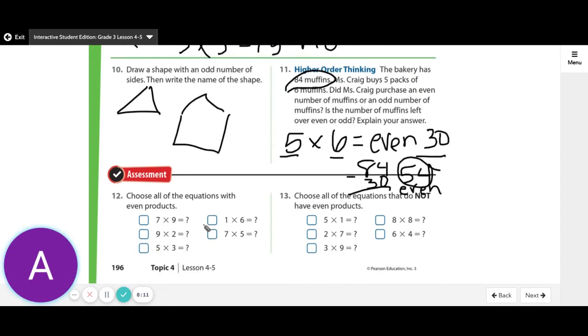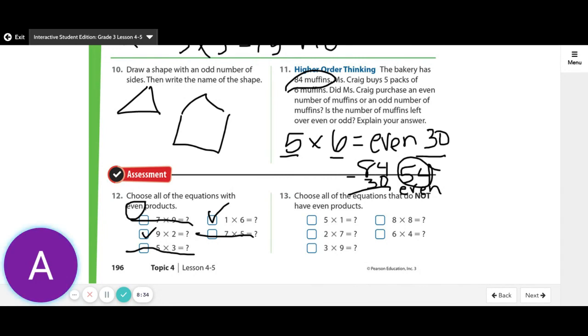Look at the bottom. Number 12, we want to choose all the equations with even products. 7 times 9 is odd times odd, so that would not give us an even product. 9 times 2 is odd times even. It would be even. The next one, 5 times 3 is odd times odd, so that would not work. 1 times 6 is odd times even, so it would give us even. 7 times 5 is odd times odd.